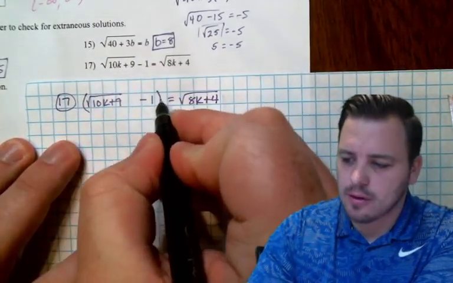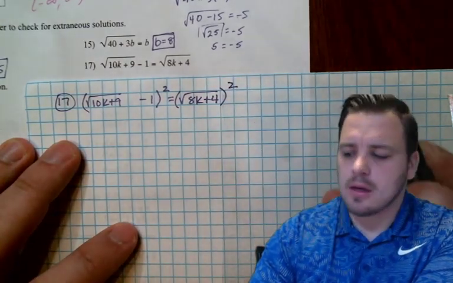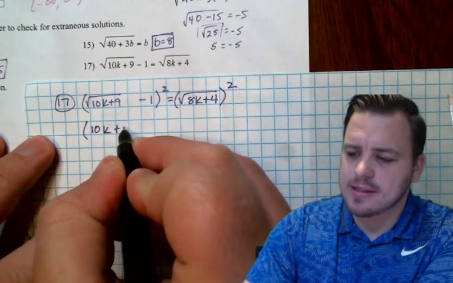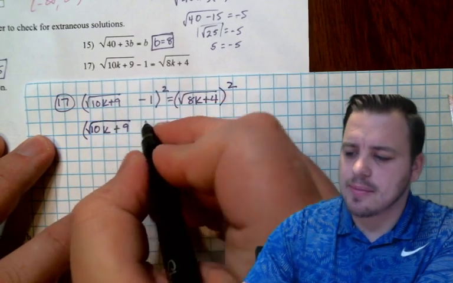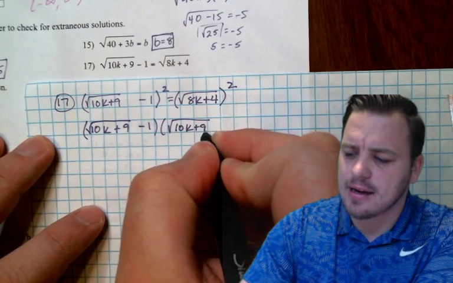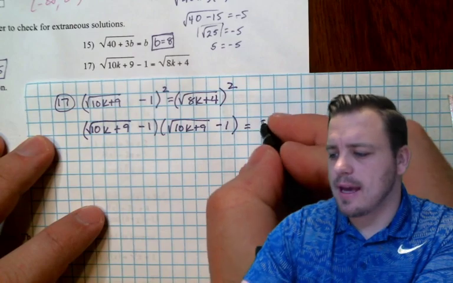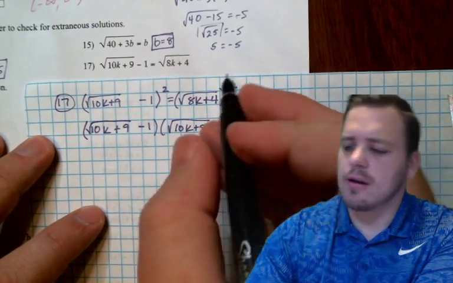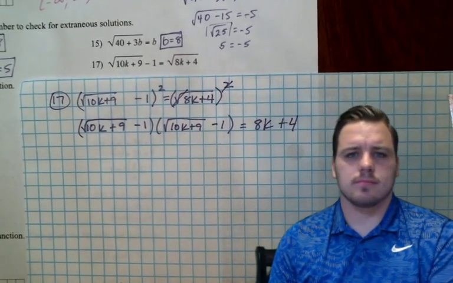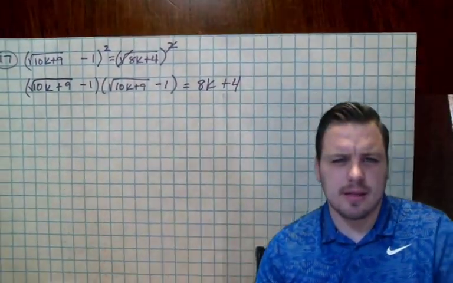So take the square roots off by squaring. That's going to give us this on this side: the square root of 10k plus 9, minus 1, times the square root of 10k plus 9 minus 1, is equal to 8k plus 4. The square and the square root cancel there. I'm going to lose this sheet behind us because I think you'll be able to see that a little bit better.